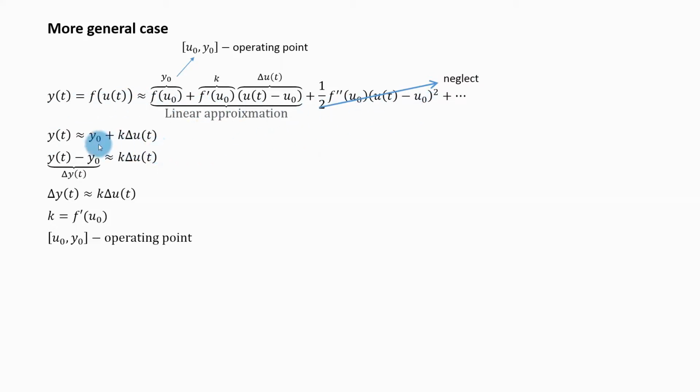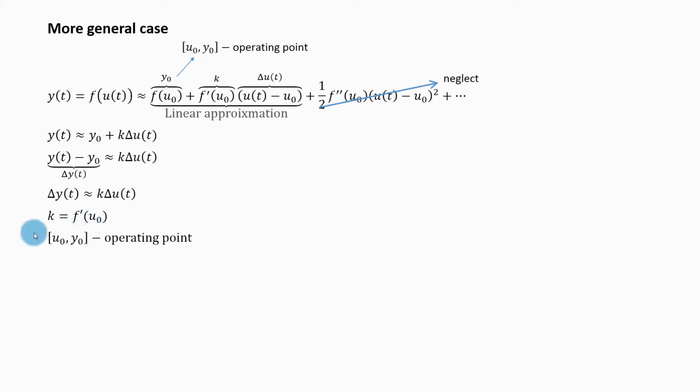And as on the previous slide, I can move this y naught to the left and denote this difference as delta y, which will be a change, ideally a small one, of my output signal around the operating point given by the second coordinate y naught. So I can describe the relationship between the change around the operating point at the input and the change around the operating point at the output using this linear equation where this k is equal to the derivative of this function at the operating point.